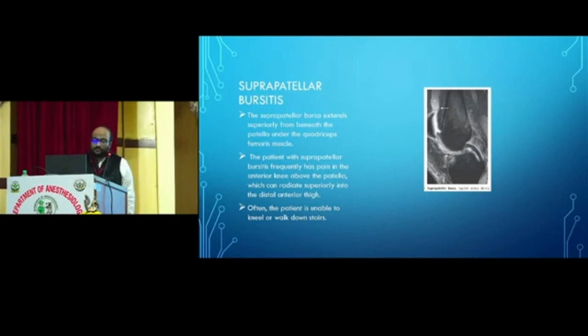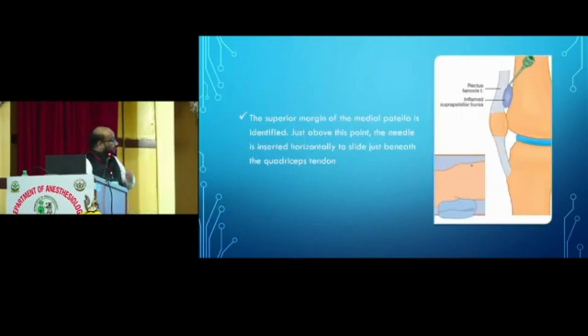The patient with suprapatellar bursitis frequently has pain in the anterior knee above the patella, which can radiate superiorly into the distal anterior thigh. Often the patient is unable to kneel or walk down the stairs. So this is the location, and that is how an injection is given. Patient is lying supine with knee slightly flexed with a pillow below the knee. The superior margin of the medial patella is identified. Just above the point, the needle is inserted horizontally to slide just beneath the quadriceps tendon here.